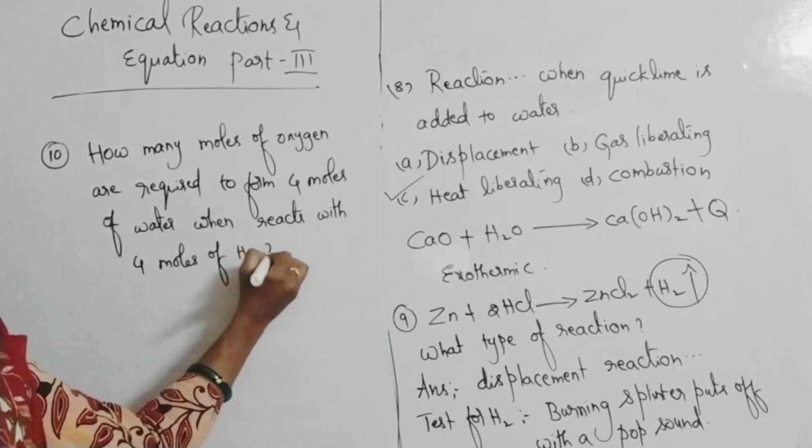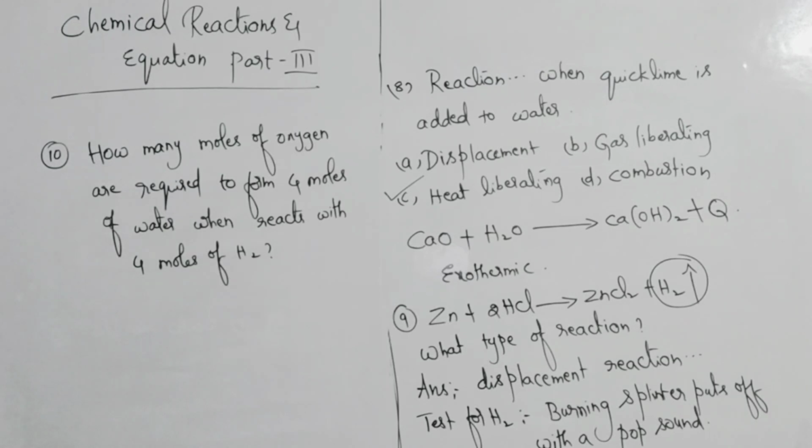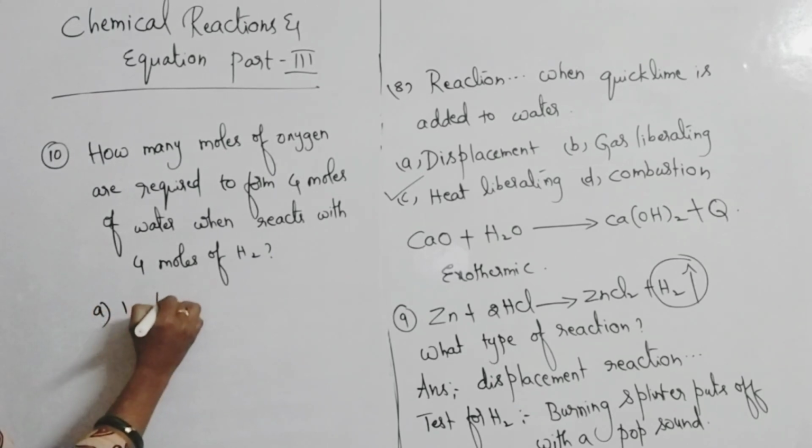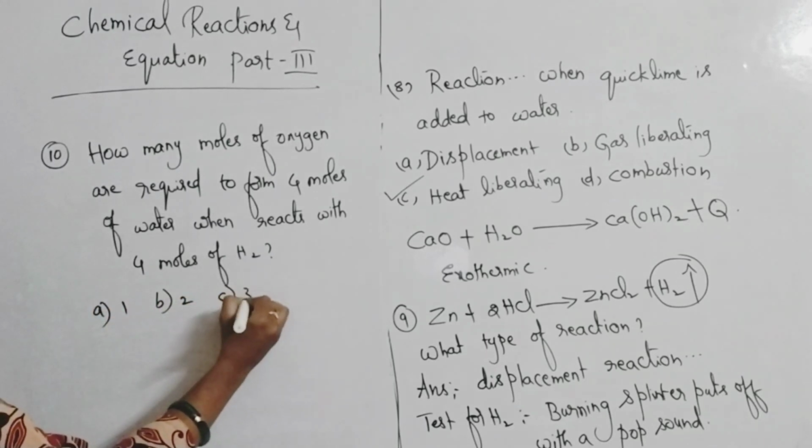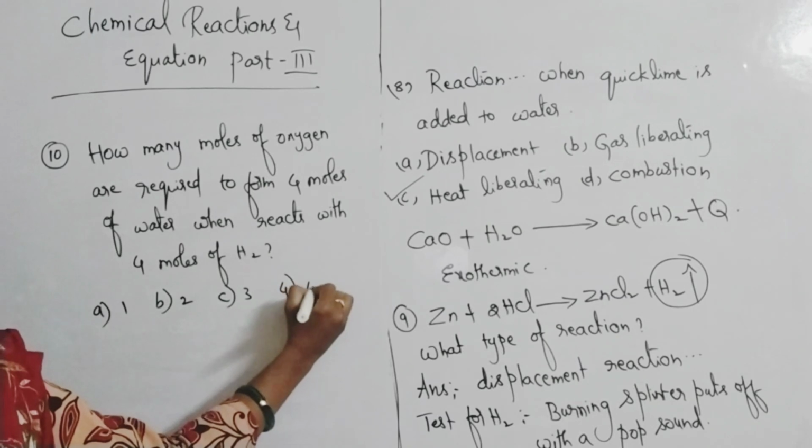Okay, this is your question. You have to write the balanced equation. Options are given: A 1 mole, B 2 moles, C 3 moles, D 4 moles.